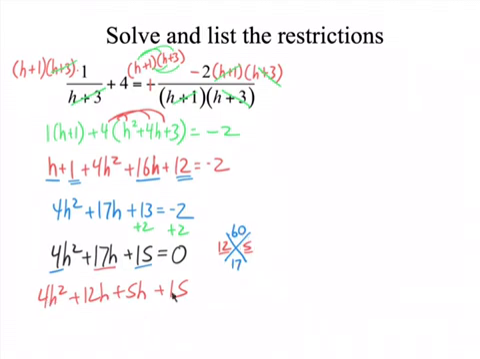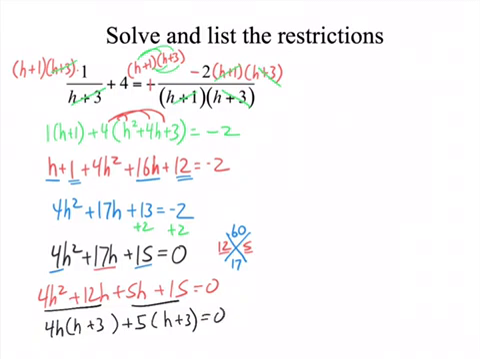Now this is called a grouping method. Okay, oh, don't forget equals 0. We are grouping this and this in order to factor. So for the first piece, we're going to pull out a 4h. That leaves us with h plus 3. For the second piece, we're going to pull out a 5. That leaves us with h plus 3. Alrighty.